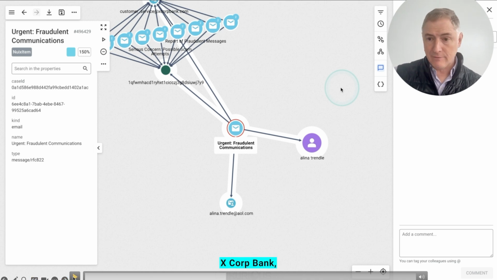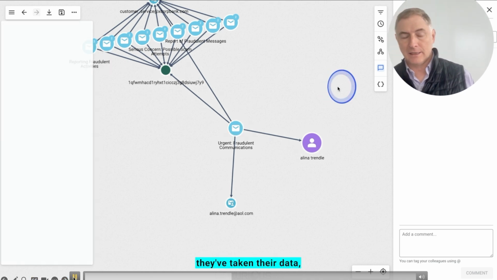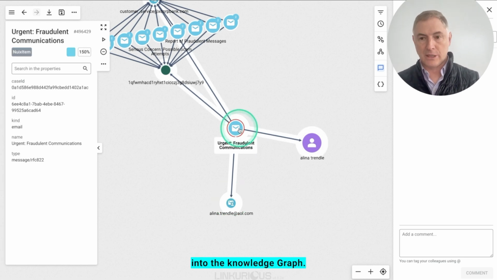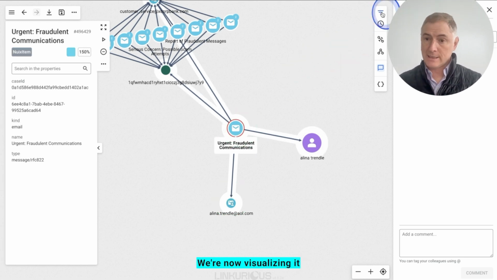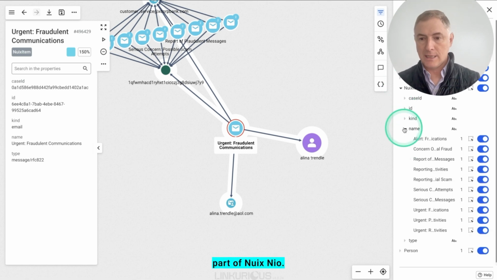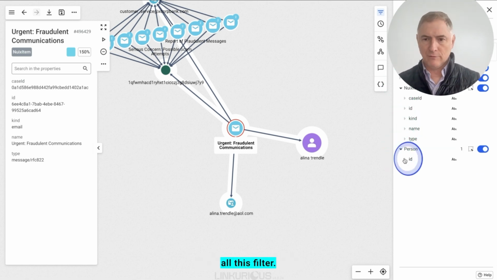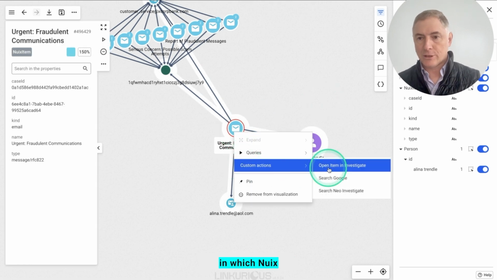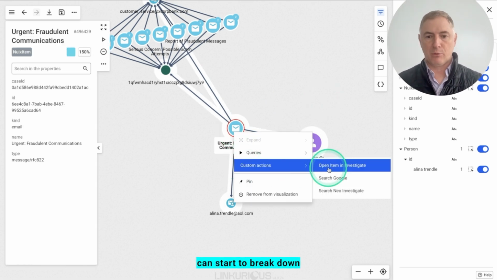And so in the context of X Corp Bank, they've taken their data, they've run it through Nuix, they've extracted the text and metadata, and we've pushed that information into the knowledge graph. We're now visualizing it through our partner Linkurious. And again, all of this is part of Nuix Neo. You can drill in, you can understand all of this, filter, and this is really just one of the first areas in which Nuix is thinking about how organizations can start to break down those silos.